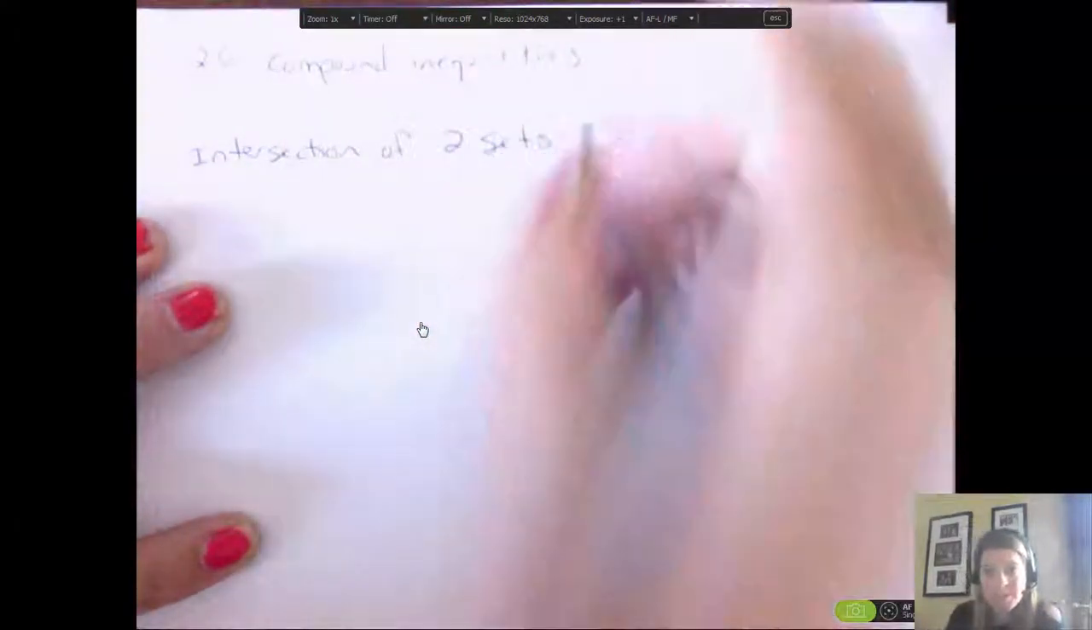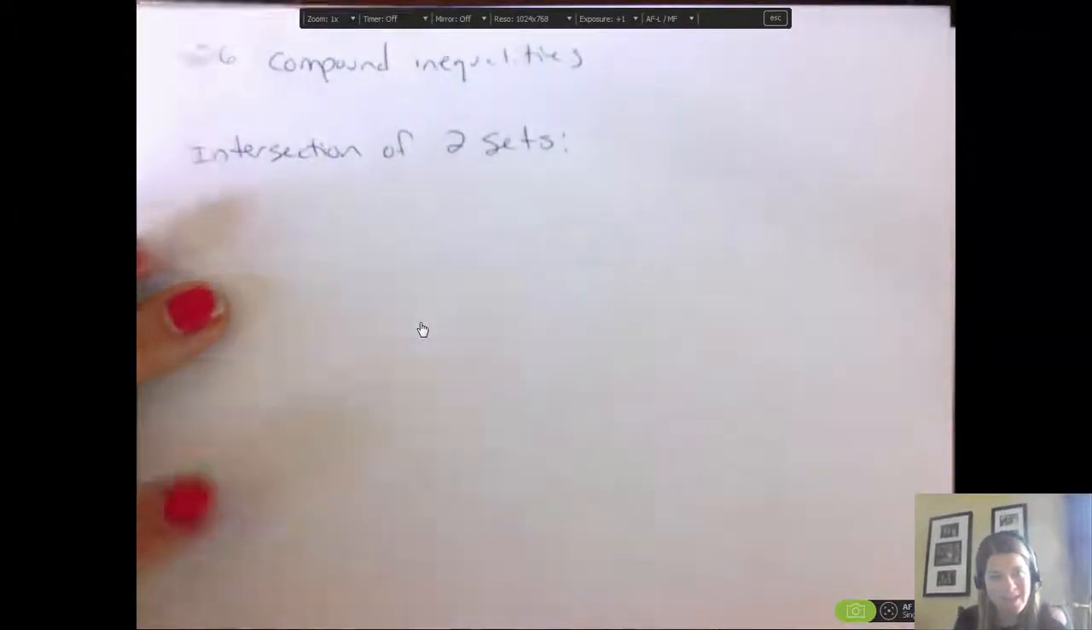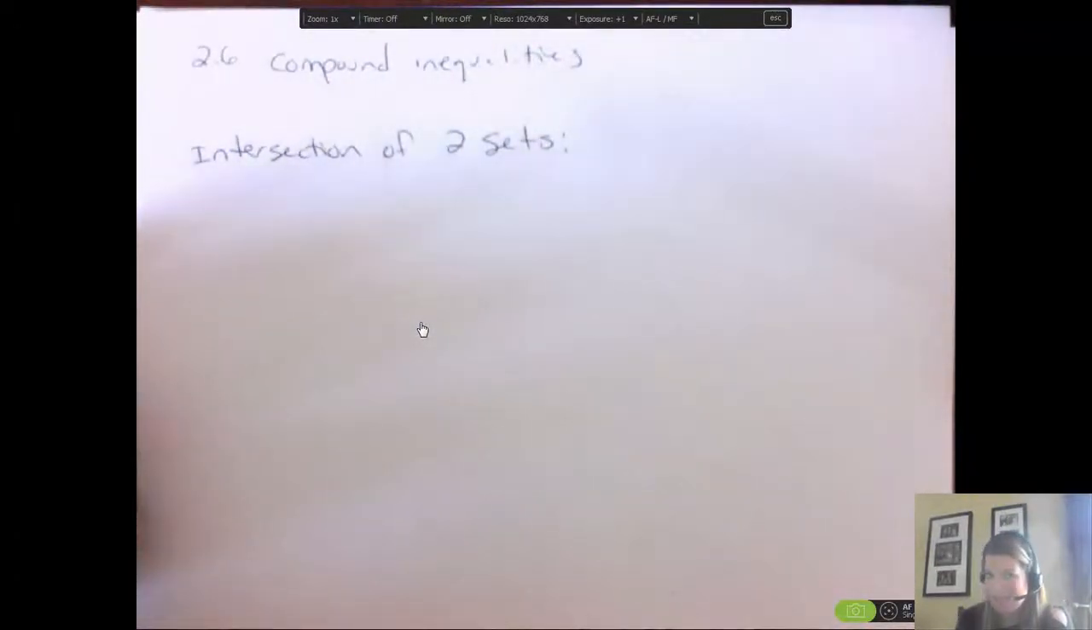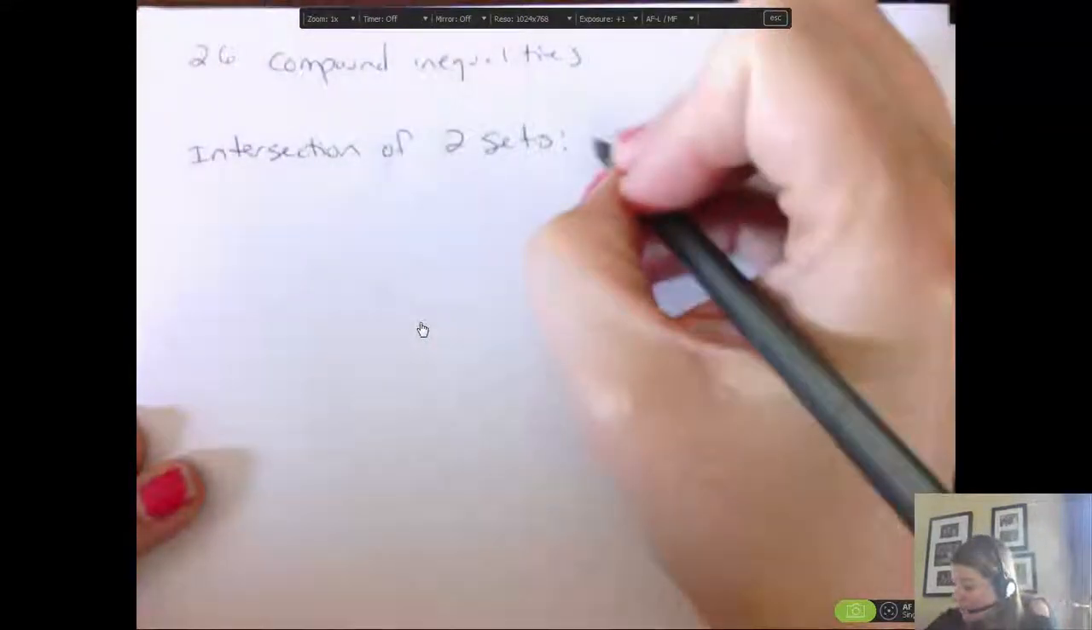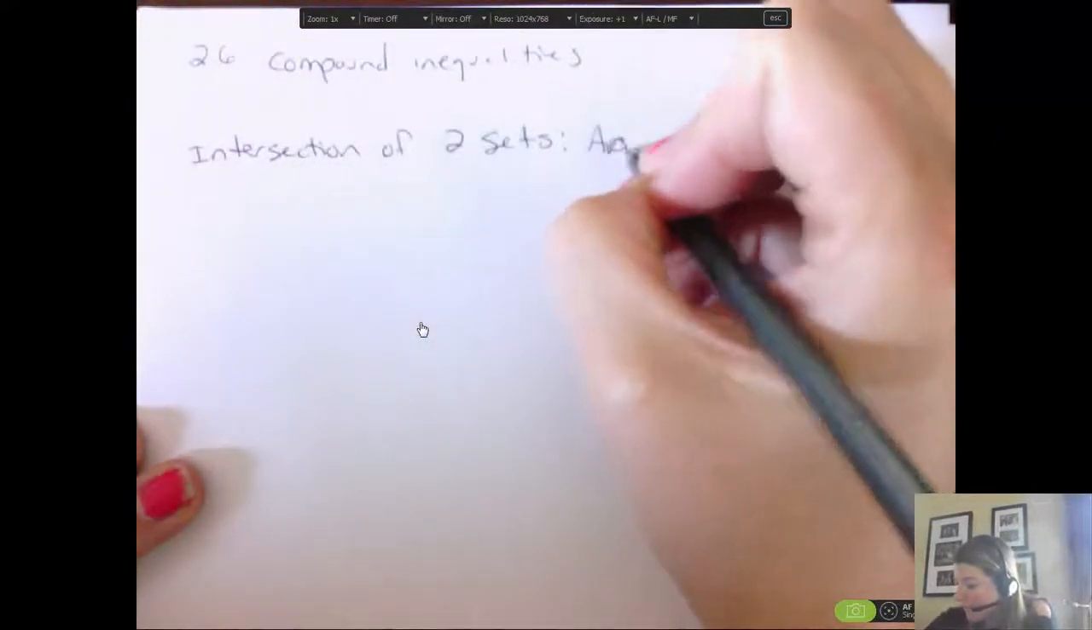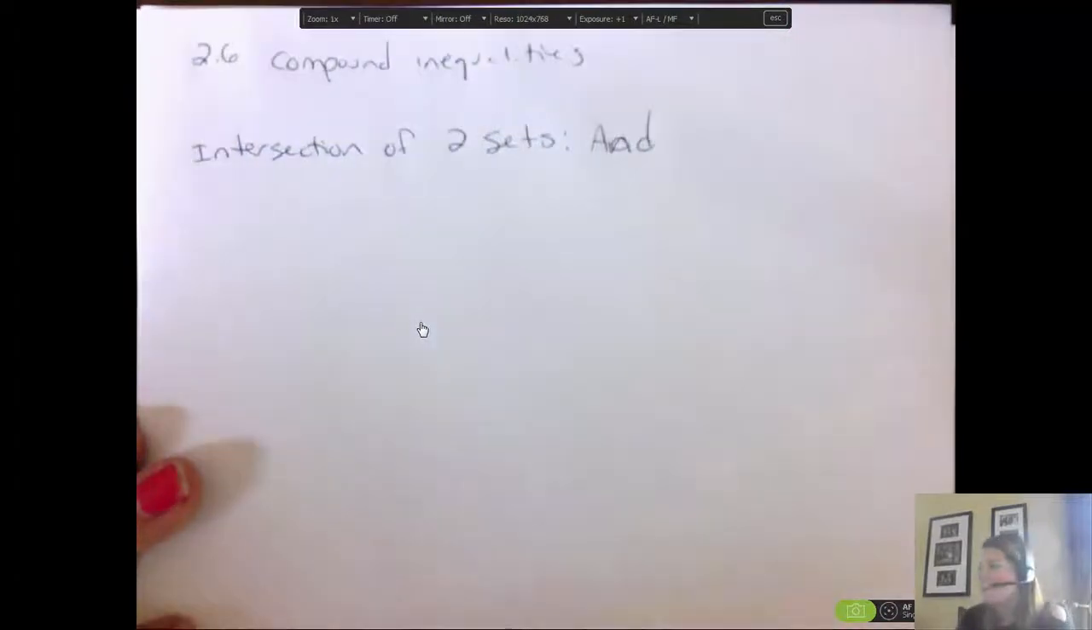So with these two sets, it's mostly going to be like a math problem, right? But the intersection of two sets could be classroom A and classroom B, or class A and class B. How many people have both class A and B? That would be an intersection of those two sets. And it's defined by the word "and."